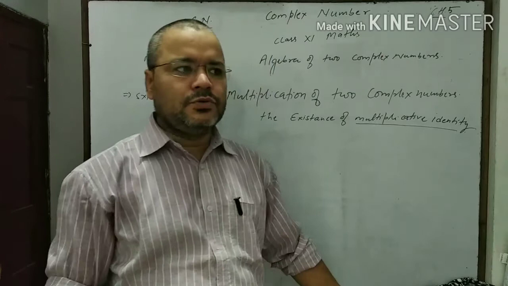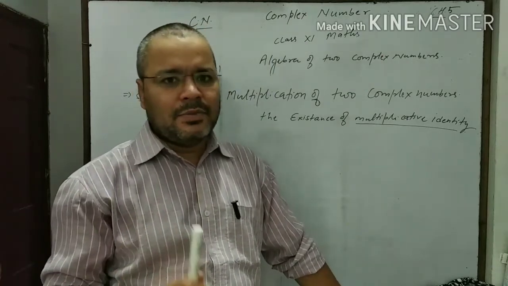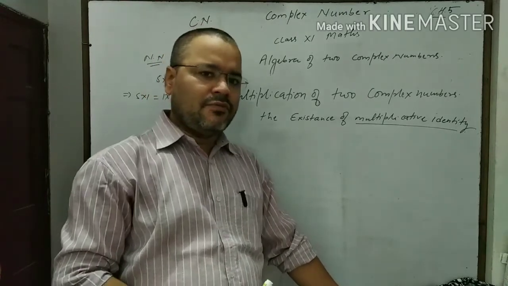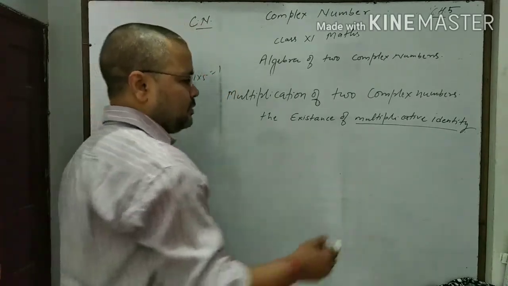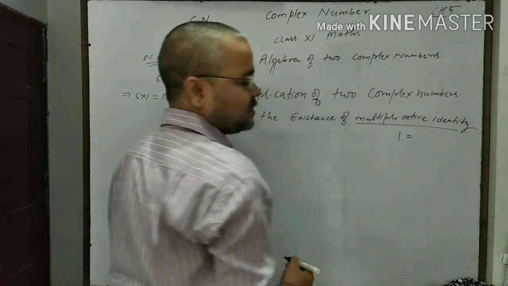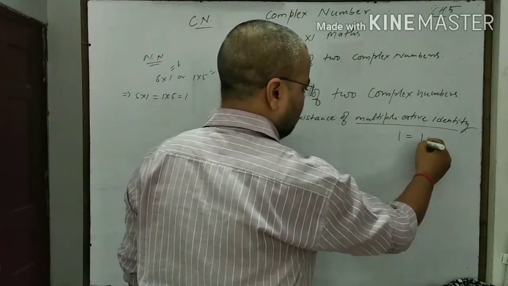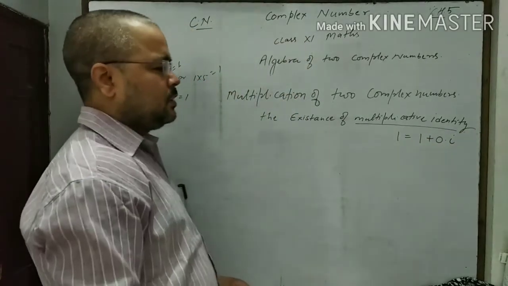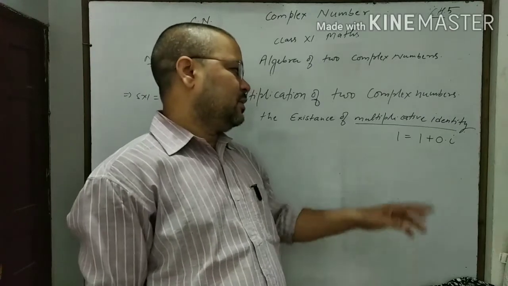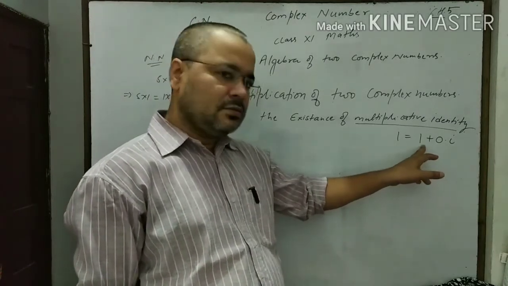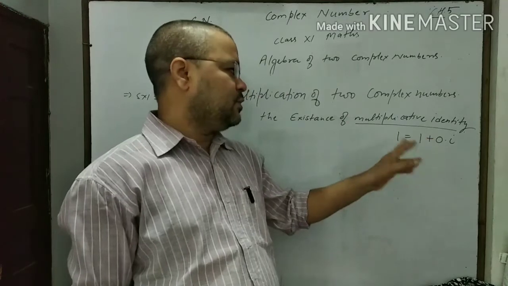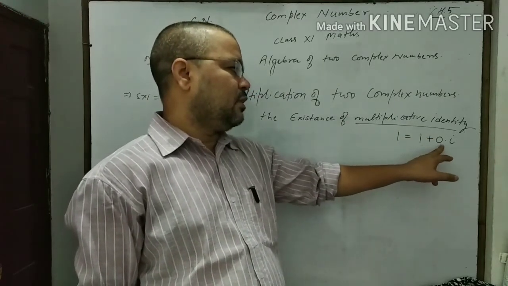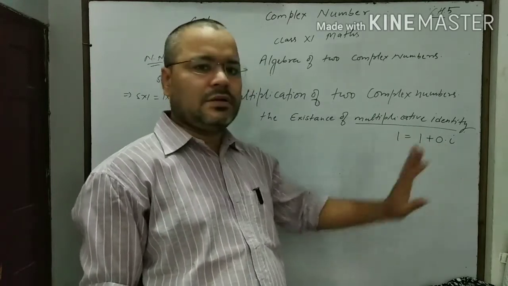I earlier told you that every number can be written in the form of a complex number. Therefore, we can also write 1 in the form of a complex number, like 1 plus 0 into i, where the real part is 1 and the imaginary part is 0.